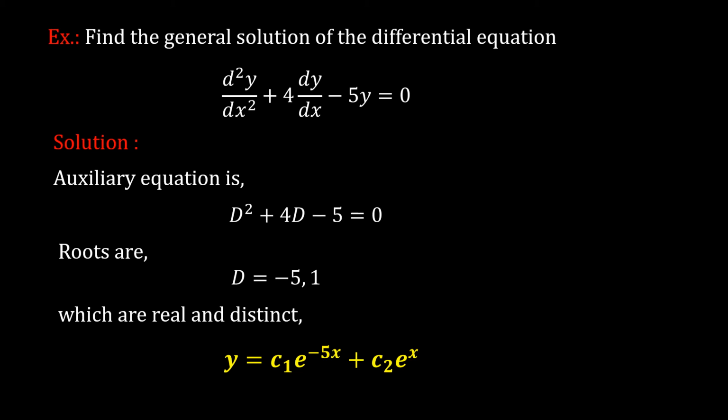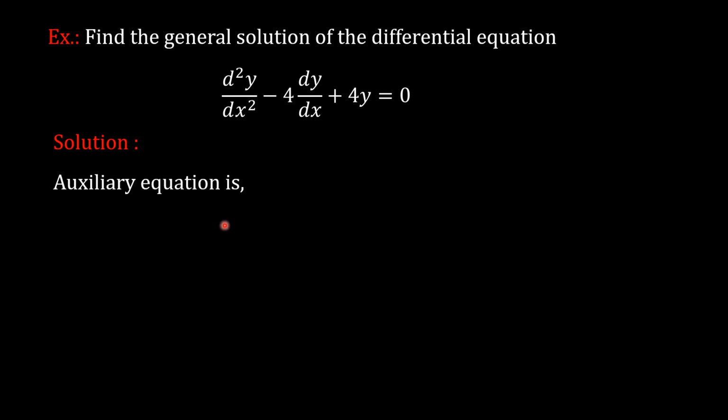Now we will consider the next example. Find the general solution of the differential equation d square y upon dx square minus 4 into dy upon dx plus 4y equal to 0. Solution. First we obtain the auxiliary equation, for which we replace this operator d square upon dx square by capital D square, d upon dx by capital D.